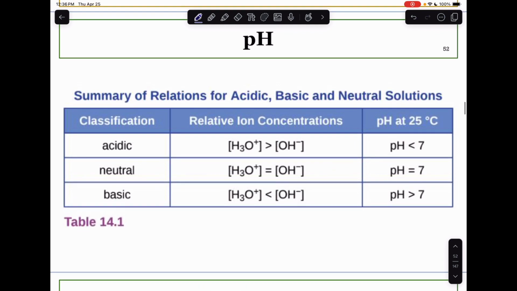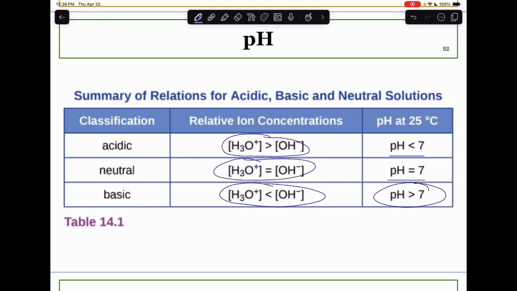Another way to look at it is like this. Acidic solutions have an H3O concentration greater than the hydroxide ion concentration, and the pH is less than 7. Neutral, like pure water, the H3O is equal to the OH, and pH is equal to 7. In a basic solution, the H3O is less than the hydroxide amount or concentration, and the pH is greater than 7.